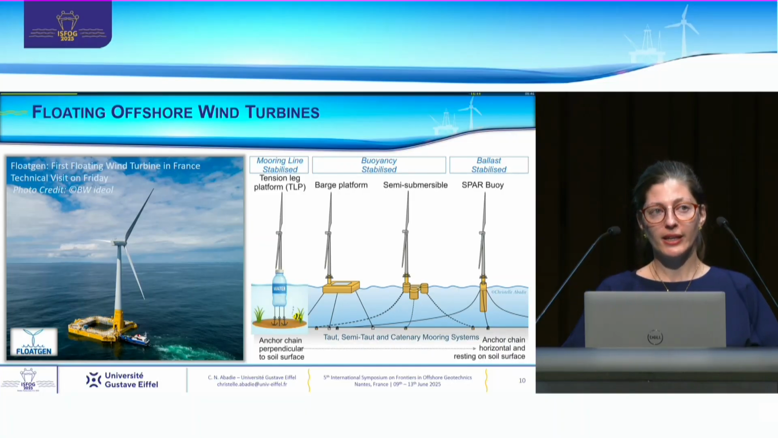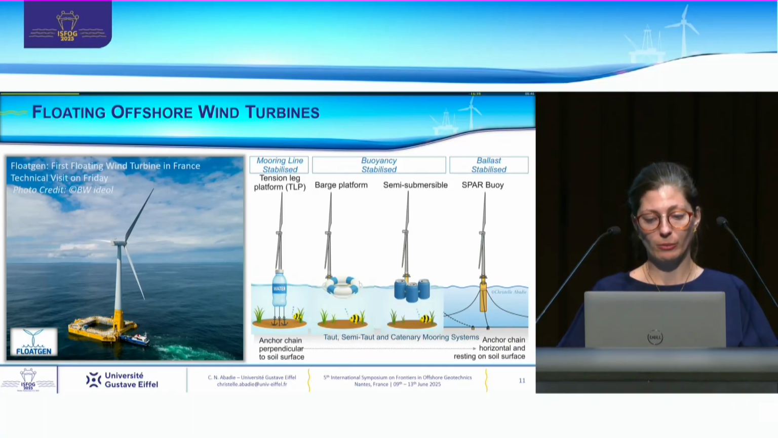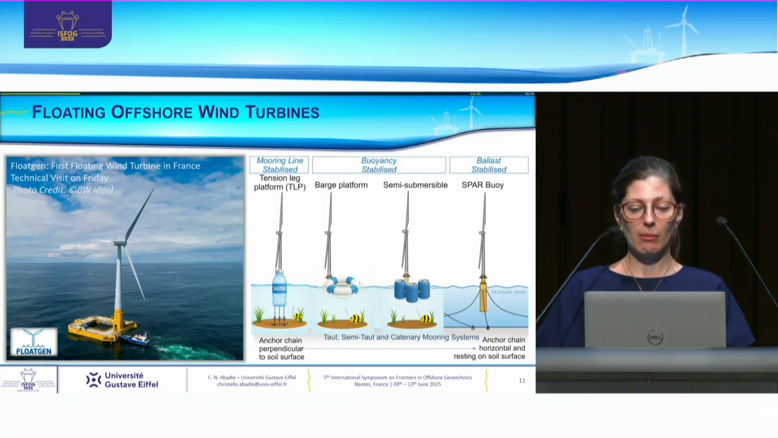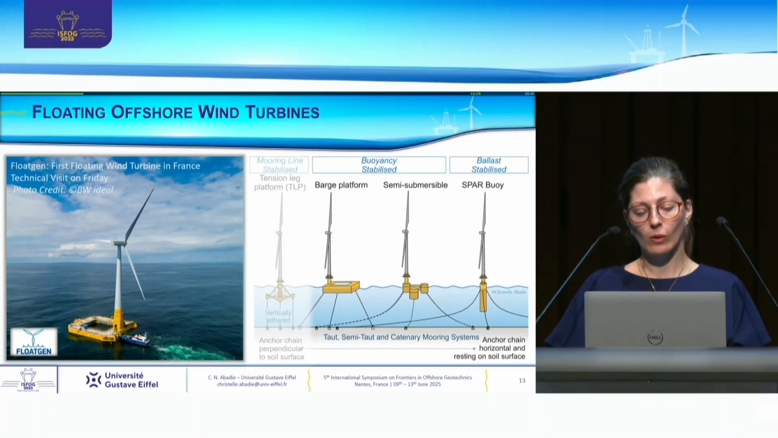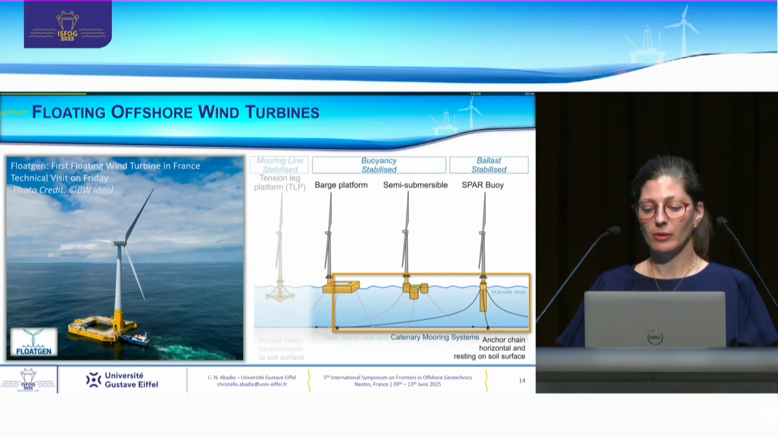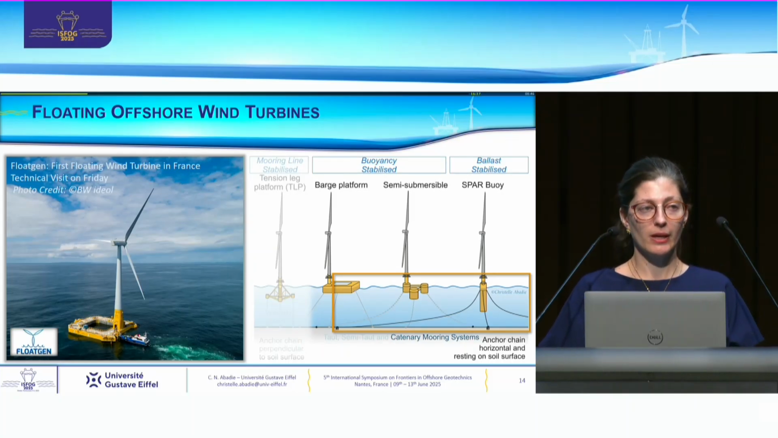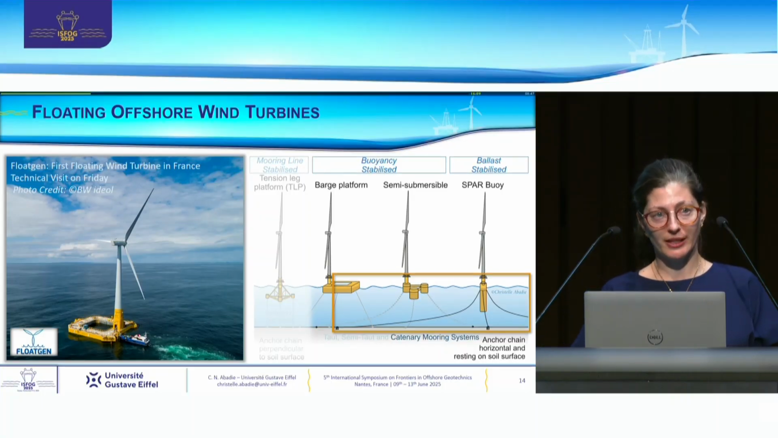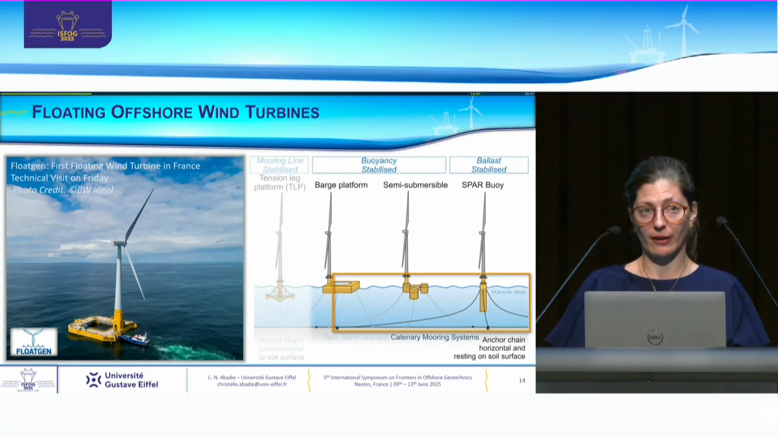The first one is stabilized in place through mooring in tension, called the tension leg platform. The following 2 are buoyancy stabilized, and the final one is stabilized through ballast and is called the spar buoy. Apart from the first one, all the others can be moored into place through taut, semi-taut, and catenary mooring systems. In this talk, I am going to be focusing on catenary mooring systems because it is the simplest from the point of view of the anchor in terms of loading. But later on, of course, research will expand this to other types of mooring lines.